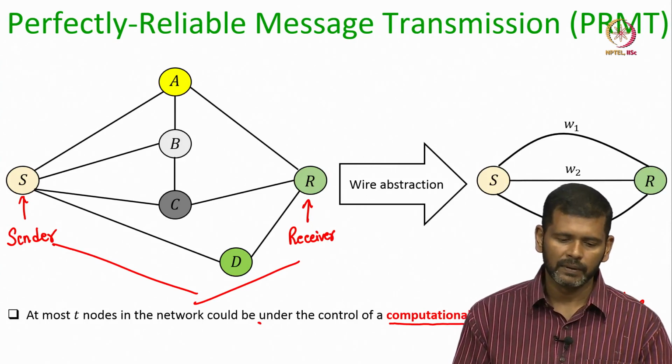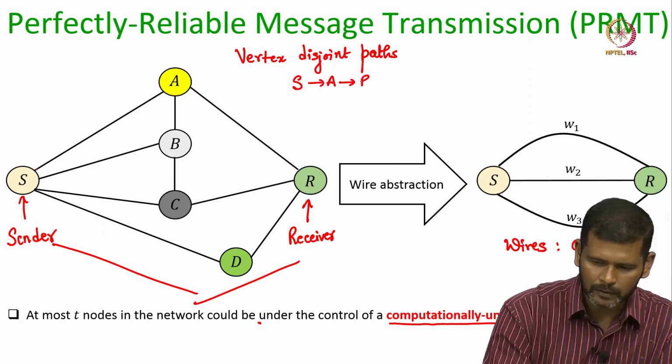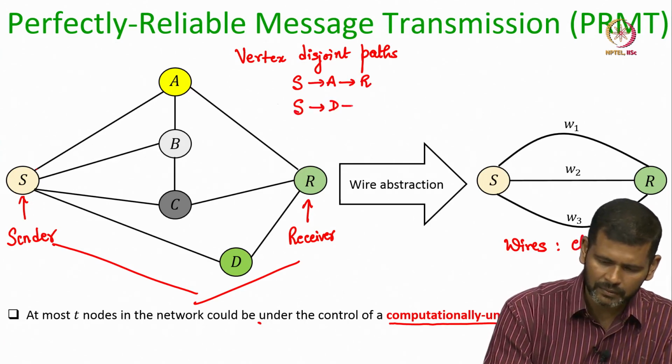Our goal is to do the following. We will first abstract this underlying network in the form of a collection of wires or channels between the sender and the receiver. So, wires you can imagine as some kind of communication channels, and these wires are disjoint. So, W1, W2, W3 are disjoint wires. So, how do we get 3 wires between S and R here? How many vertex disjoint paths do we have between S and R? We have the path S to A and A to R. We have the path S to D and then from D to R.